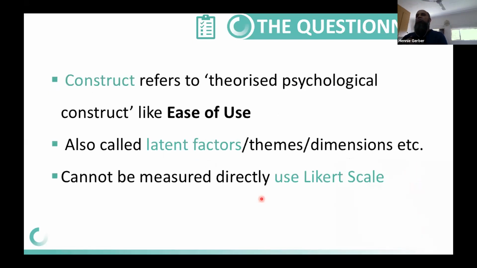Let us just look at the construct. What is a construct? A construct is a theorized psychological construct. It's not something that we can measure directly. We measure it with a few Likert scale statements, and then it will form a construct, hopefully. An example of this is the ease of use we're looking at. So ease of use of this technology, and this ease of use consists of a few Likert scale statements. You cannot measure ease of use directly. We measure it with the Likert scale statements, and hopefully these Likert scale statements form a valid construct called ease of use, and then we can use it.